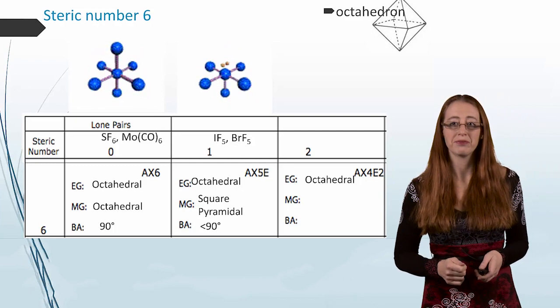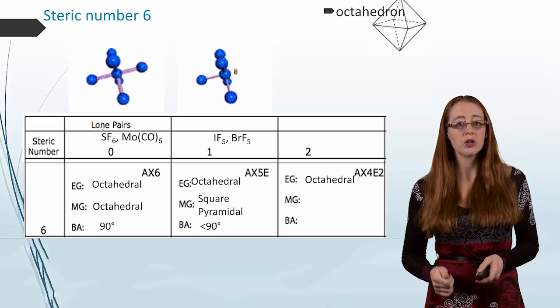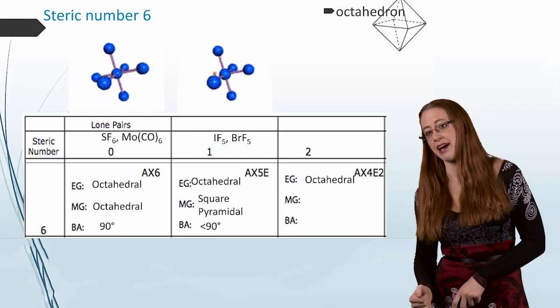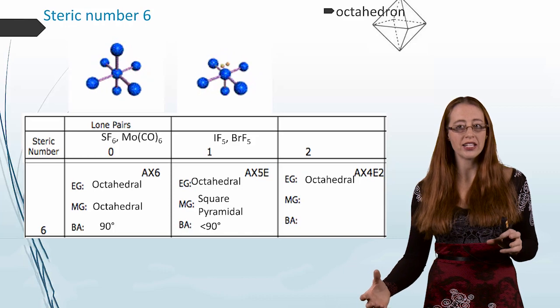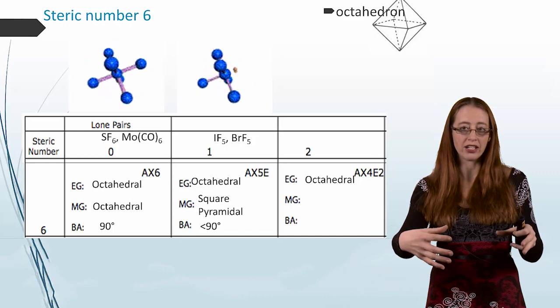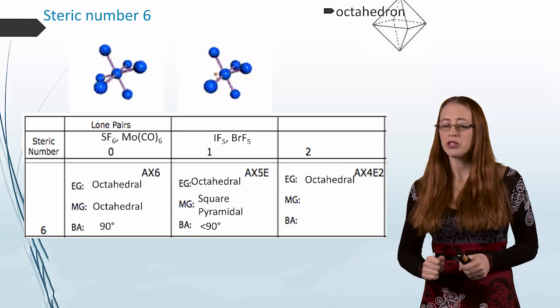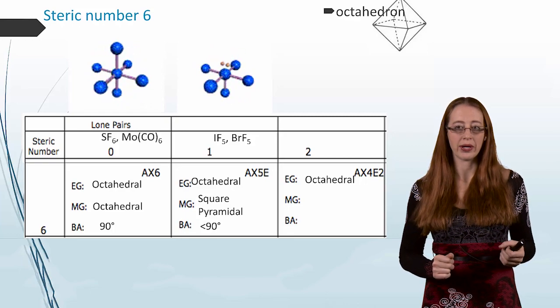Now for our last one. When we go to put the lone pair on this one, it does matter. And that's because everything is 90 degrees, and so there's not an issue with giving it the larger angle. But we don't want to put two electron pairs next to each other if we can avoid it.